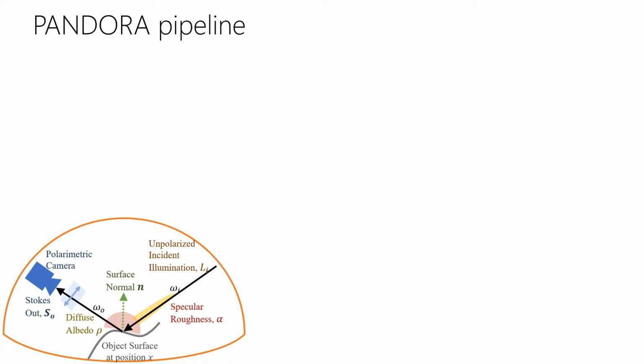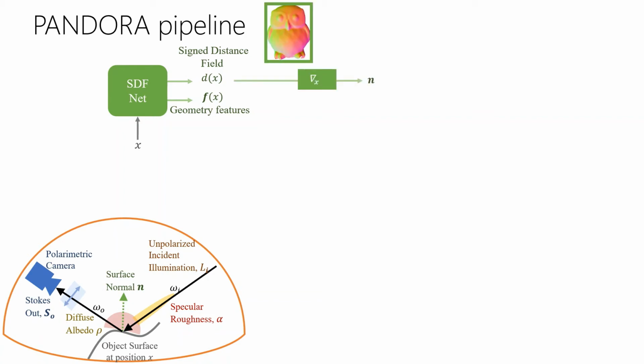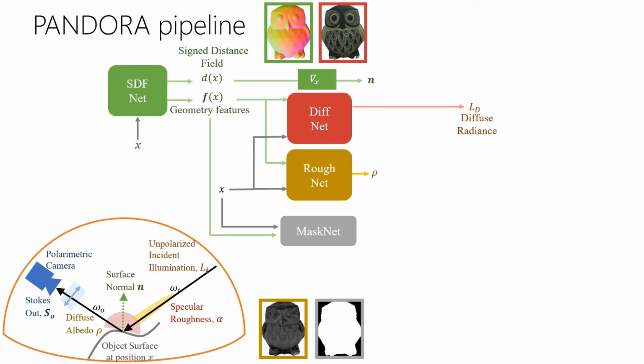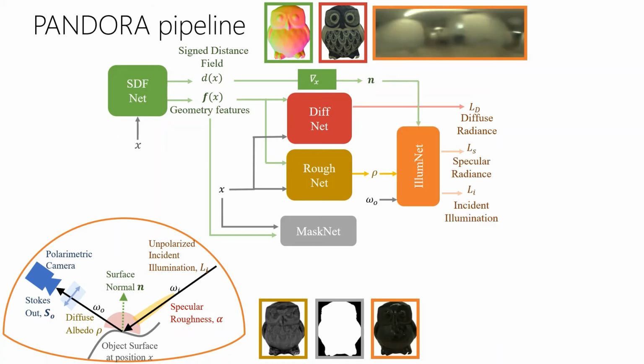The pipeline of PANDORA is as follows. On sampling a position x on the view ray, SDFNet estimates the signed distance field and geometry features. Derivatives of the SDF provide us the surface normal. DiffNet, RoughNet, and MassNet output the diffuse radiance, the roughness, and the 3D occupancy value at the position x. IlluminNet exploits the integrated directional embeddings and estimates the specular radiance. By dialing down roughness later, we can also estimate the incident illumination.